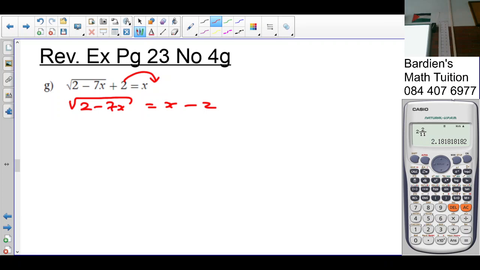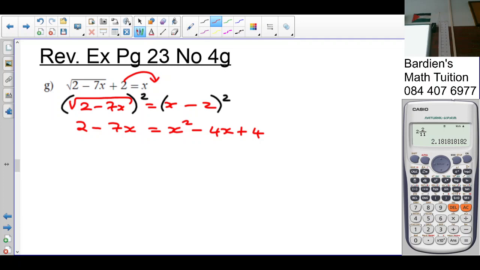Right. What do we do next? Square both sides. Square on this side, square on that side. So what do we get? 2 minus 7x is equal to x squared minus 4x plus 4. What did the second bullet say? Square both sides and simplify. What's the next step we need to do?